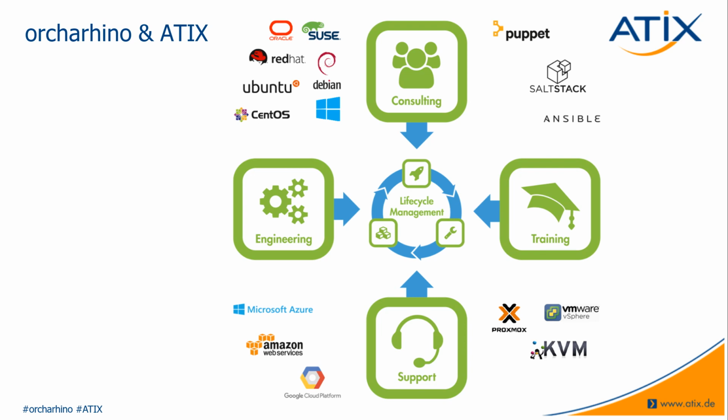And as a support model, there's the standard support from 9 to 5. But if necessary, we are also able to provide support on a 24/7 basis. We have an engineering department, which basically is just there to develop Orcharhino. This means we release new versions, we test them, we backport bug fixes.